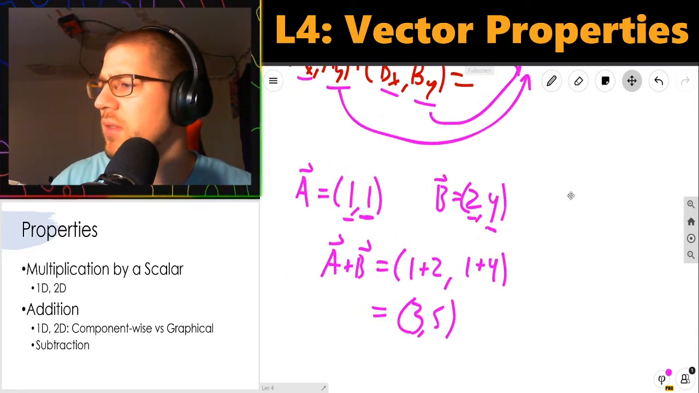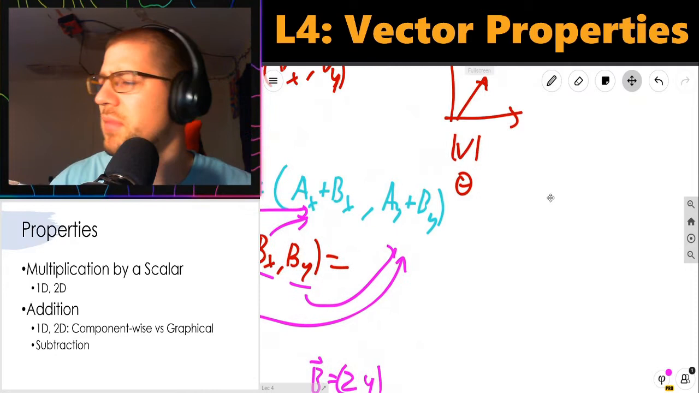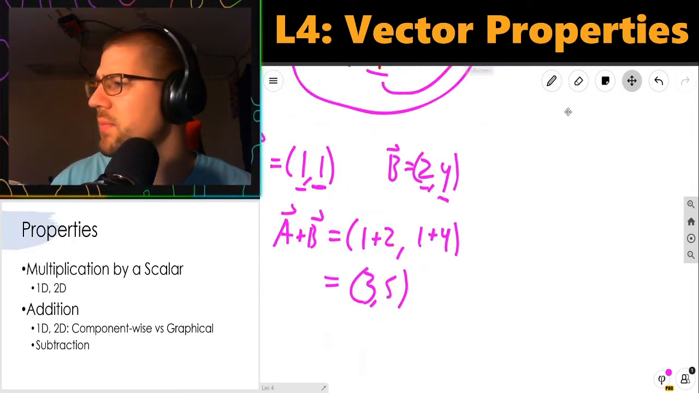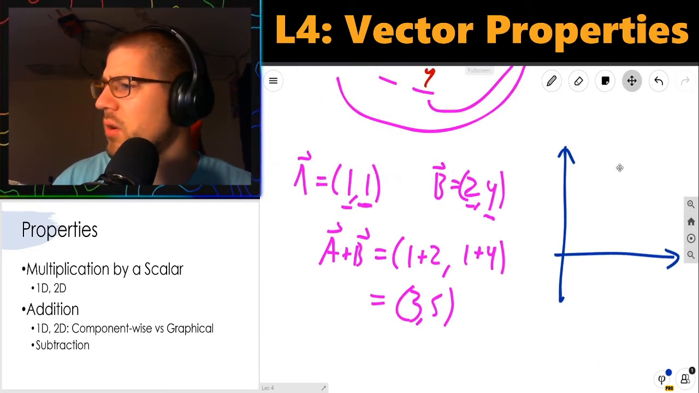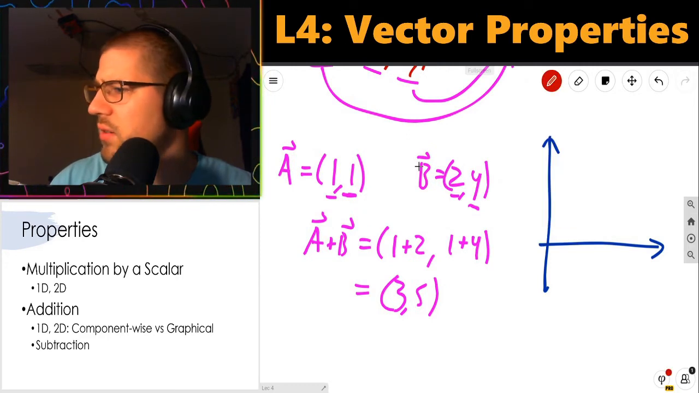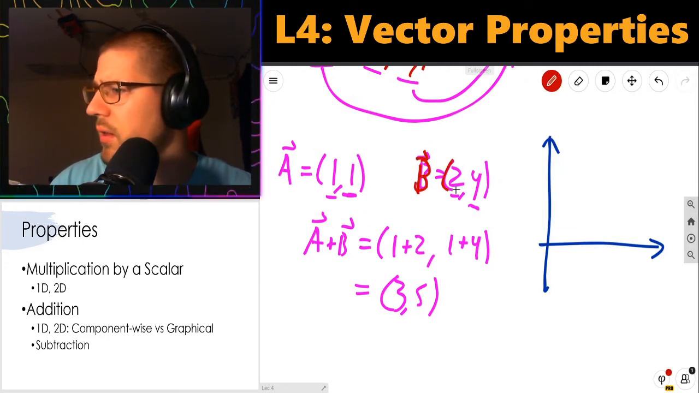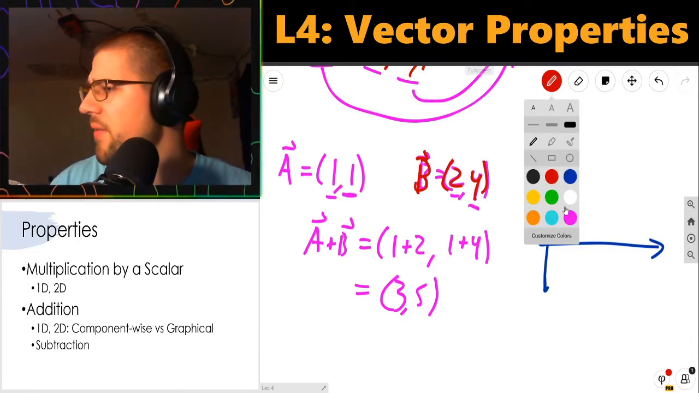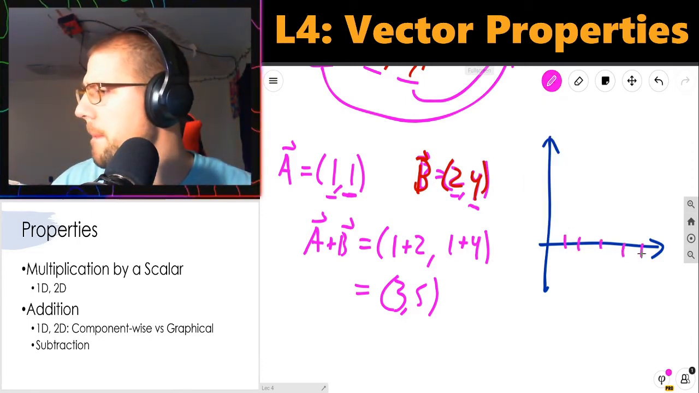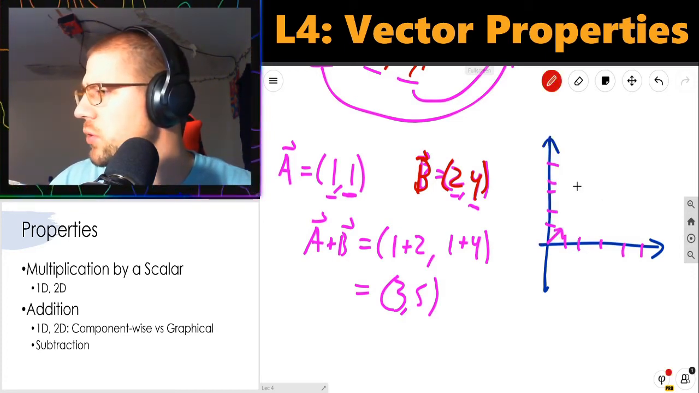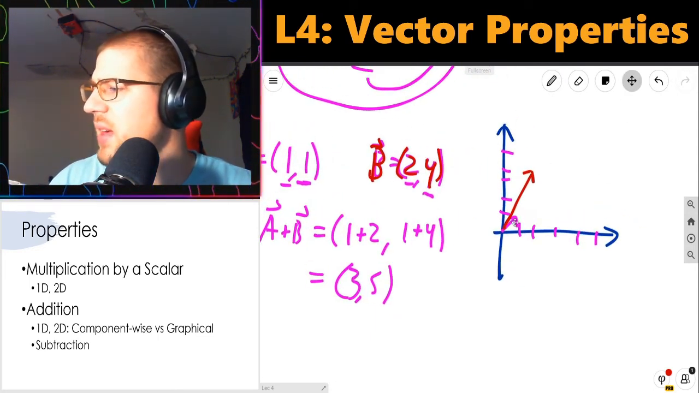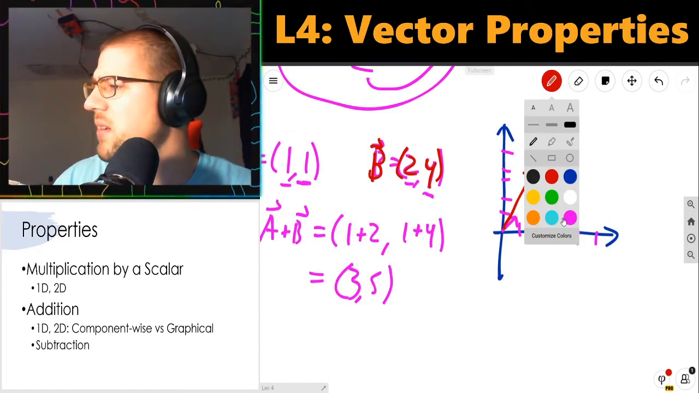Let's look at the same example using the more graphical perspective, using graphical ideas. Okay, so if I have two vectors, a and b, let's go ahead and draw them in. I'm going to make b red here, just to make my life a little bit simpler. There we go. So if I have a pointing at 1, 1, and b pointing at 2, 4, boom, there's b. The sum a plus b is basically the two vectors added head to tail.